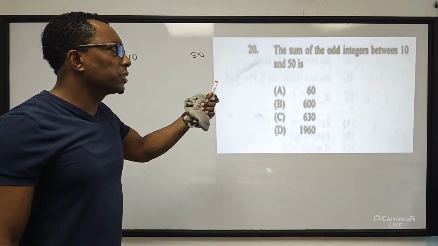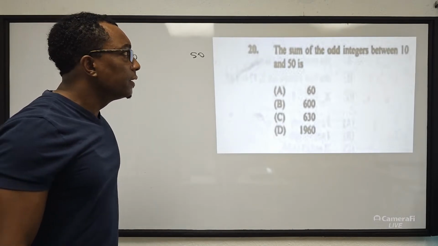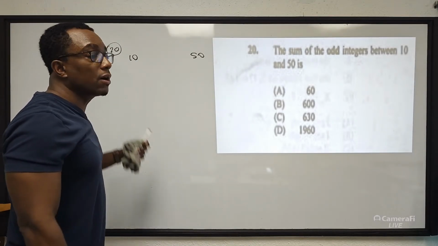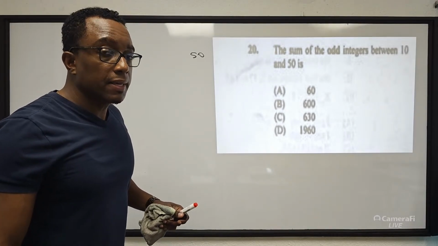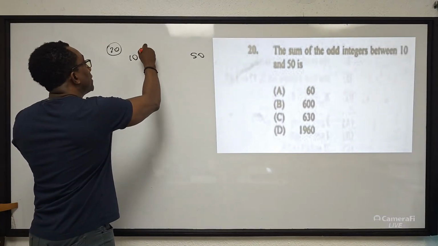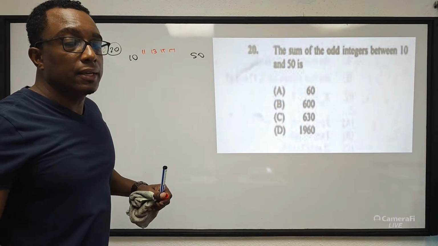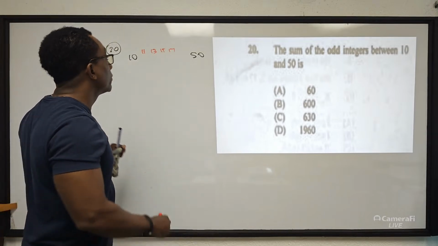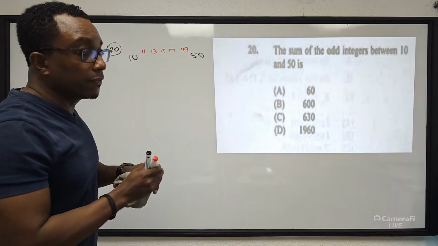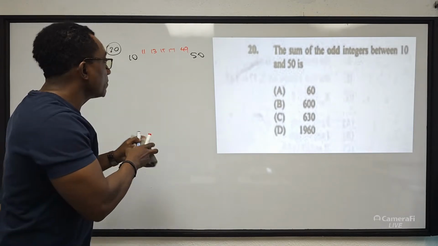This is a question that I would have seen in past years also, so make sure you understand it. An odd number is a number that cannot be exactly divided by 2. So your odd numbers will be 11, 13, 15, 17 and so on, and the odd number before 50 will be 49. We recognize the odd numbers between 10 and 50 going all the way up to 49, and we put some dots here.